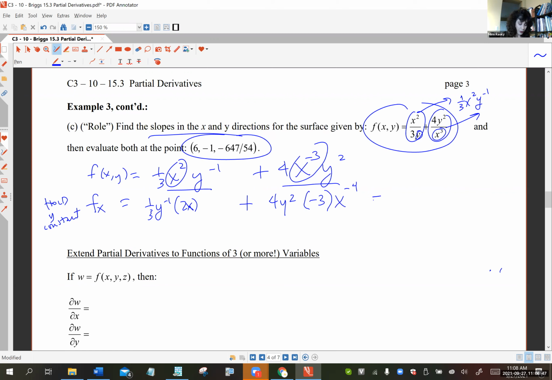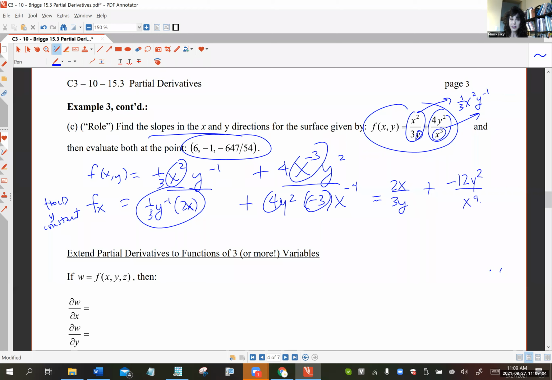And I'm going to rewrite both of these terms with positive exponents only. So the first term looks like 2x over 3y. And then the second term, after I get done multiplying the 4 and the -3 together, I'll get -12 y squared divided by x to the 4th power.